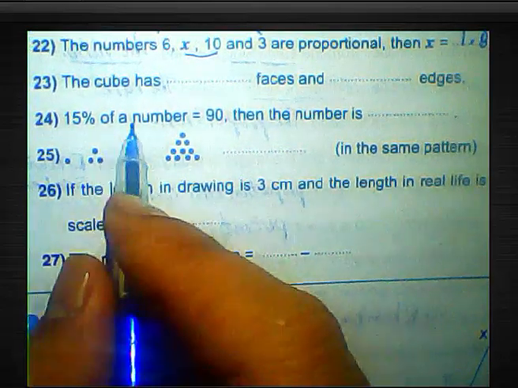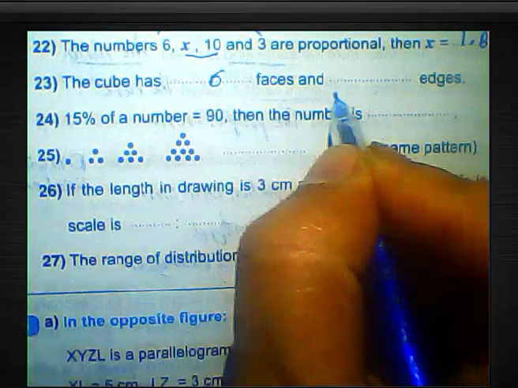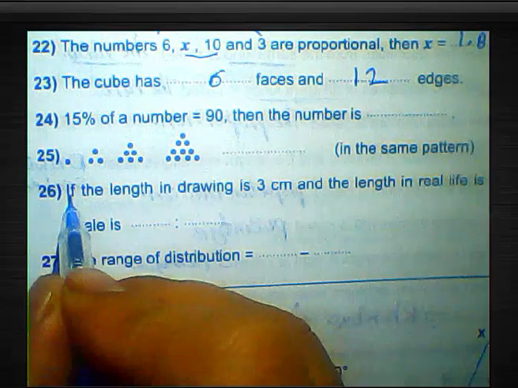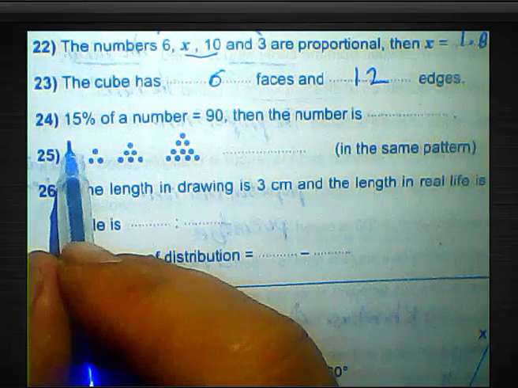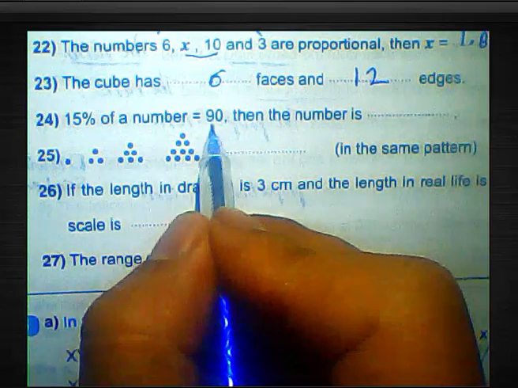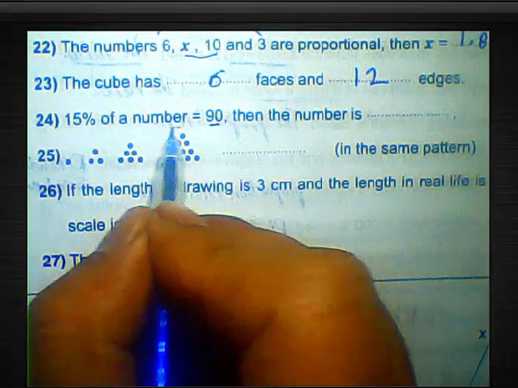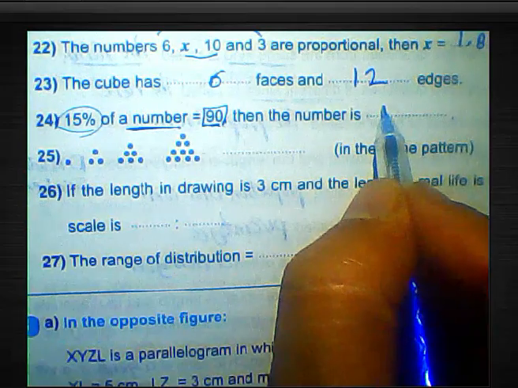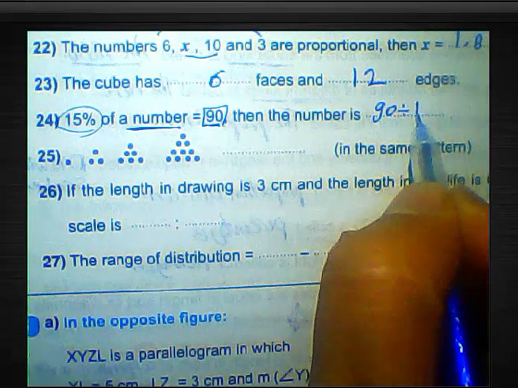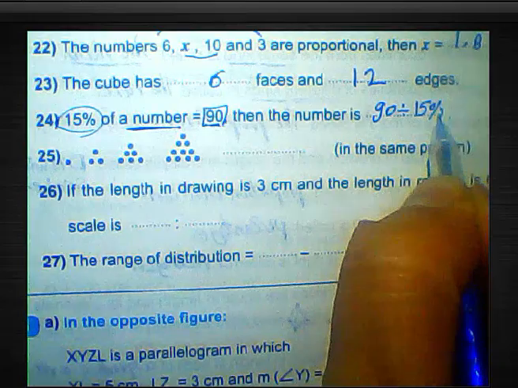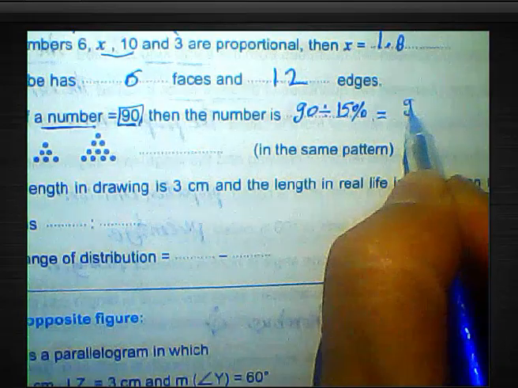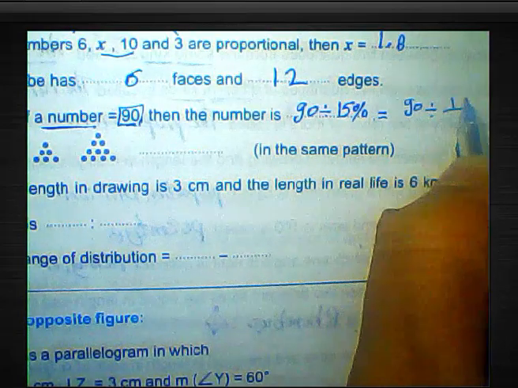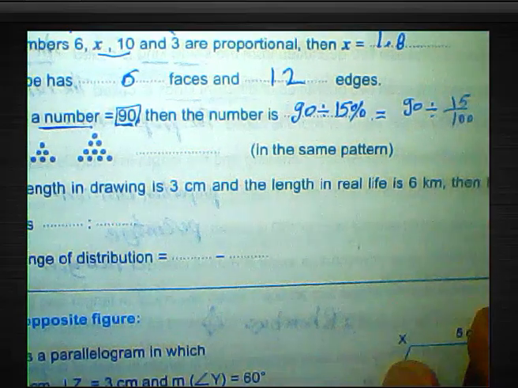Question 23. The cube has 6 faces and 12 edges. Question 24. 15% of a number equals 90, then the number equals. We can find the number by dividing the result by the percent. The result will be 90 divided by 15%. We can write 90 divided by 15 over 100.